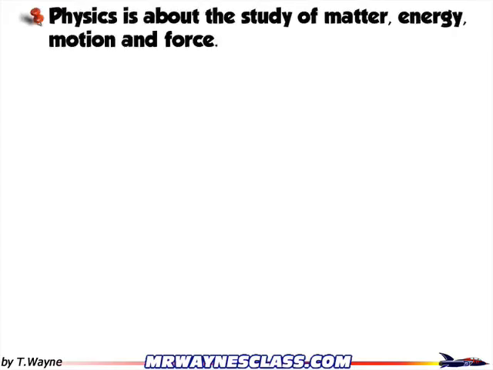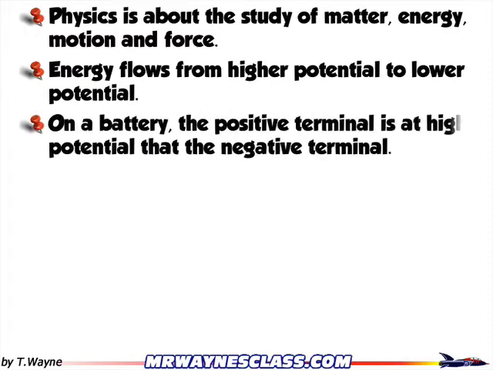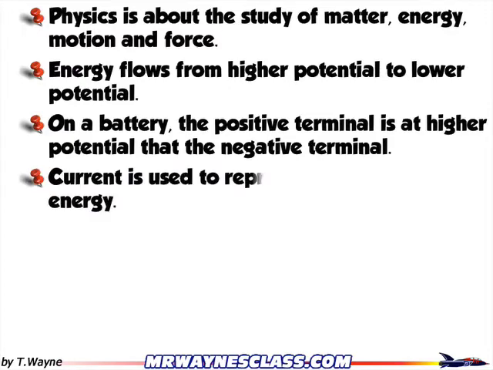In physics, it's all about the study of matter, energy, motion, and force. We know that energy flows, or stuff flows, basically from the higher potential to the lower potential. On a battery, the positive side is the higher potential, the negative side is the lower potential. And we're talking about current electricity, or energy flowing. We're talking about electrical charges that carry energy to a device, and those charges will travel from the higher potential to the lower potential. So the current is used to represent the flow of energy in this case.